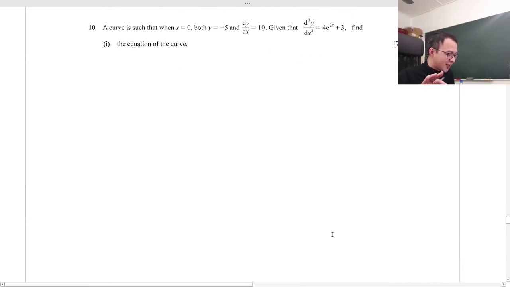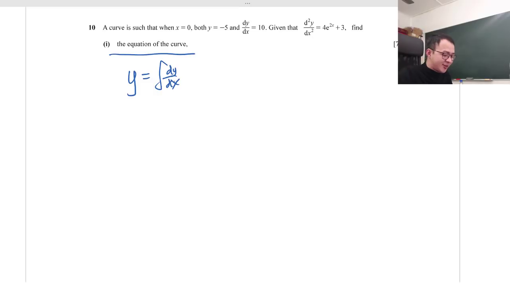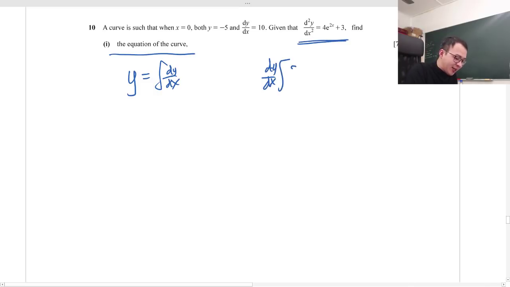A curve is such that x equals 0 and y equals 5. Alright, so find the equation of the curve. You should know in the whole IGCSE Add Math syllabus, there is only one way to get the equation of the curve, which is to integrate dy dx. Whenever you see find the equation of the curve, you need to integrate dy dx. But then you don't have any equation for dy dx. This is the reason why they give you the second derivative. So I want to get my dy dx first by integrating the second derivative, d2y dx squared.